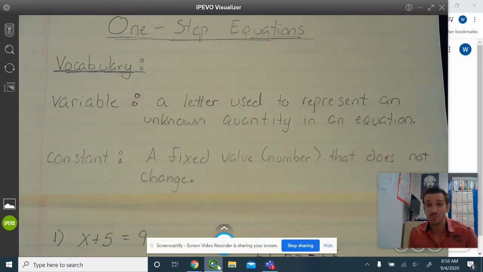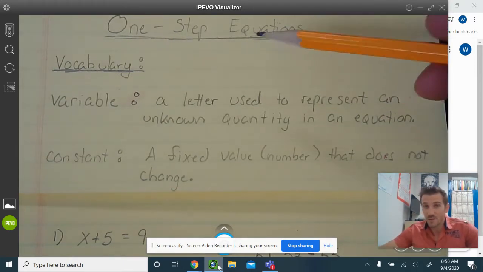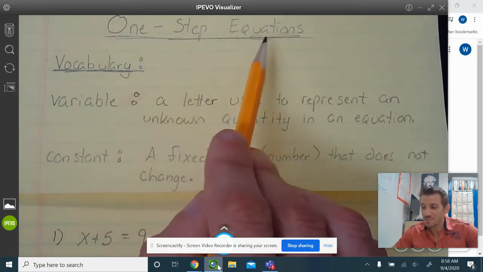Today we're going to go over something called one-step equations. And the nice thing about it is it takes one step to solve the problem. You may have seen it before. Regardless, we're going to take a look at some things. So starting off, again, we're talking about one-step equations.